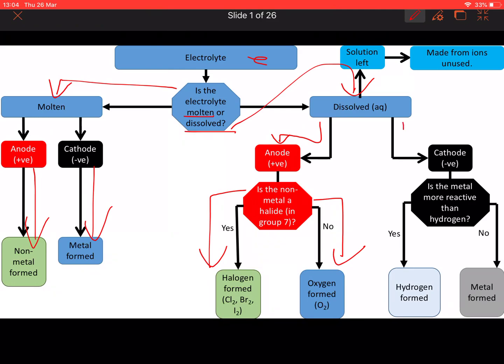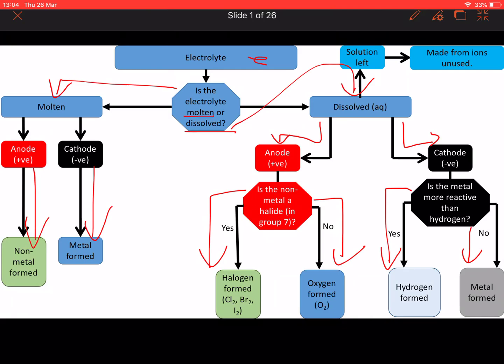Once we've done that, we need to have a look at our negative electrode, our cathode, and this is where we need to know a little bit of our reactivity series, because we need to know whether our metal is more or less reactive than hydrogen. If it is more reactive than hydrogen, then we will make hydrogen. If it is less reactive than hydrogen, then we'll make our metal.